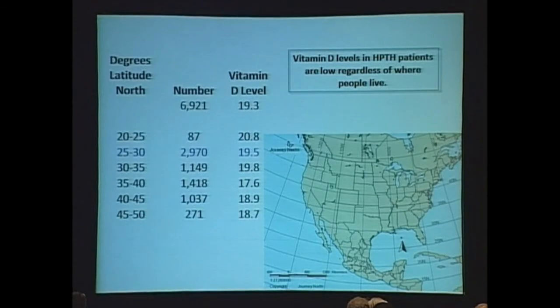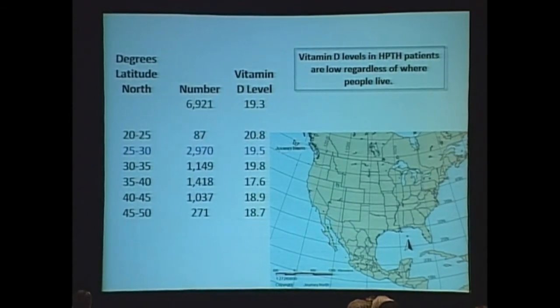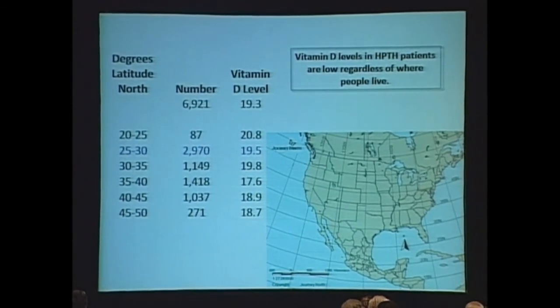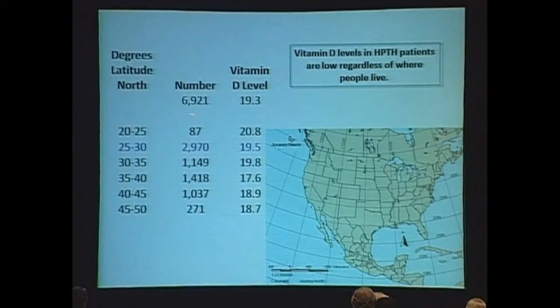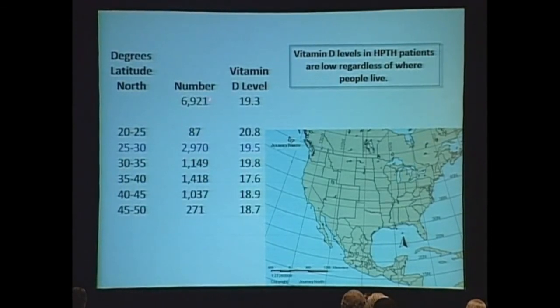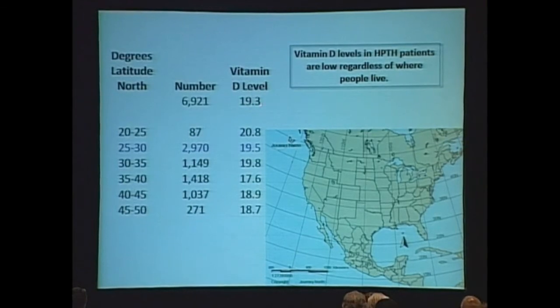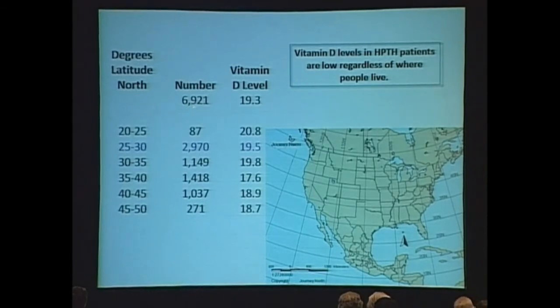So let's look at this. Since we have data, because our patients come from all over the planet, right? Our capture area is the world. Let's look at, in this particular data, 6,921 patients. The average vitamin D level is 19.3. We've changed from 19.4 to 19.3 because in this particular slide there's more patients, from 6,800 to 6,900.